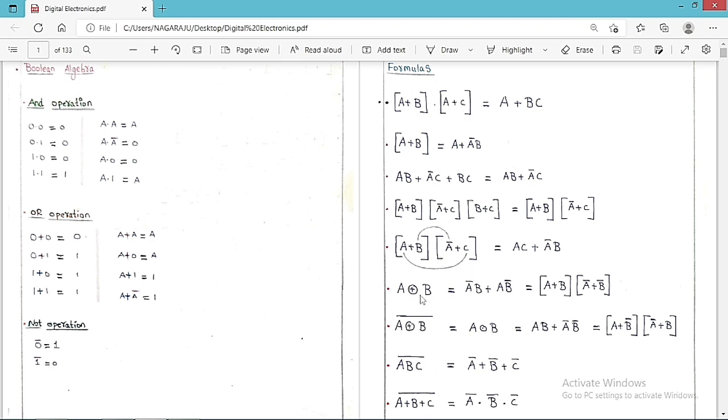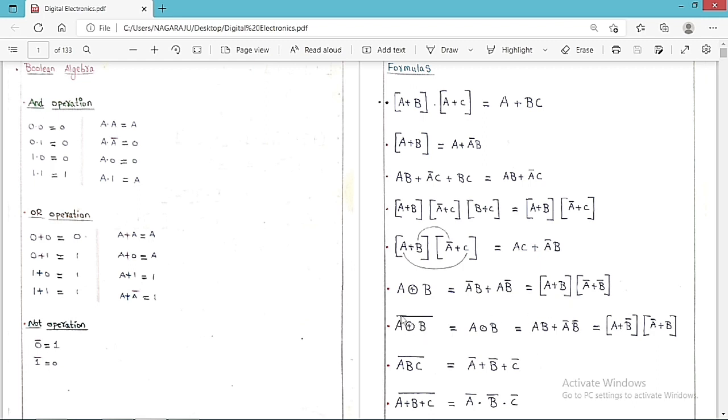So A XOR B is equal to A bar B + A B bar, is equal to (A + B) into (A bar + B bar). Therefore you have to multiply these two things and these two things, and you are going to get this result, that is A into B bar plus A bar into B.